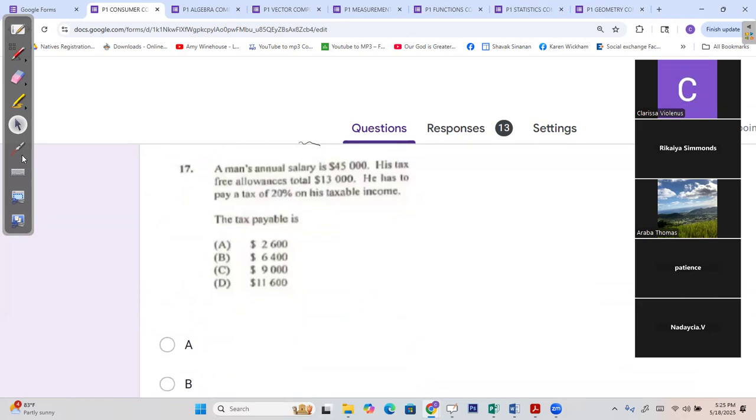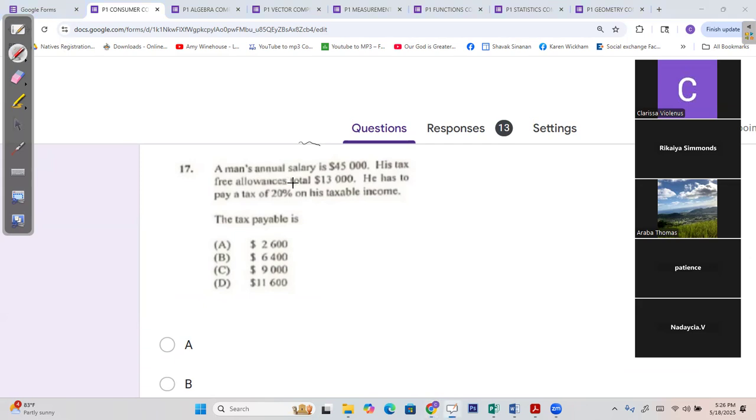A man's annual salary, and everybody knows what the word annual means. Annual means for the year, so that's 12 months. So his annual salary is $45,000. His tax-free allowance. Now, what tax-free allowance means is that out of his money, he's going to get taxed, right? But for the first $13,000 of his money, he's not going to get taxed. He has to pay a tax of 20% on his taxable income.